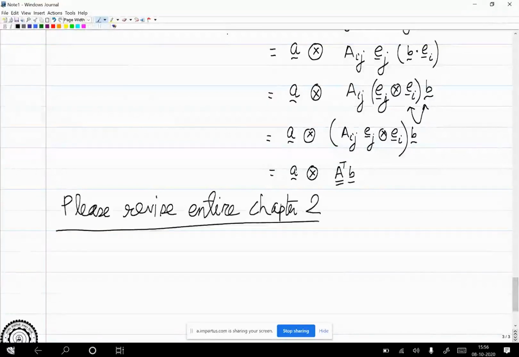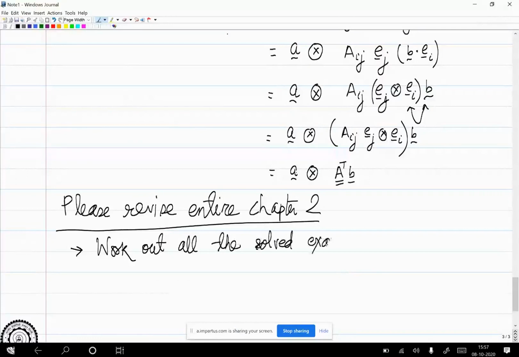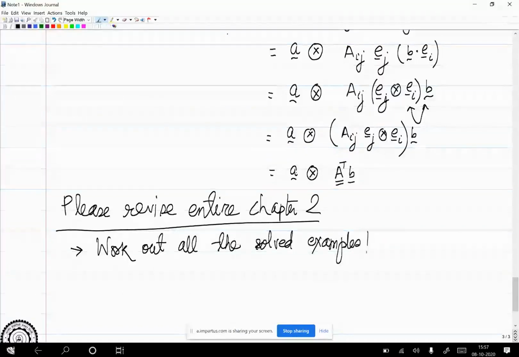And there are solved examples. Work out all these solved examples. So when we meet on Monday next week, you should have done this. You have revised entire chapter 2 and worked out all these solved examples. It is already worked out. You just have to go through the solved examples. So I should write: go through all the solved examples.